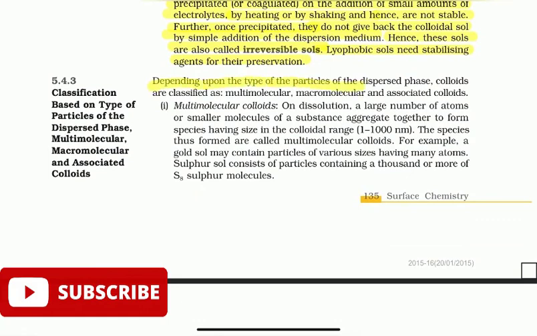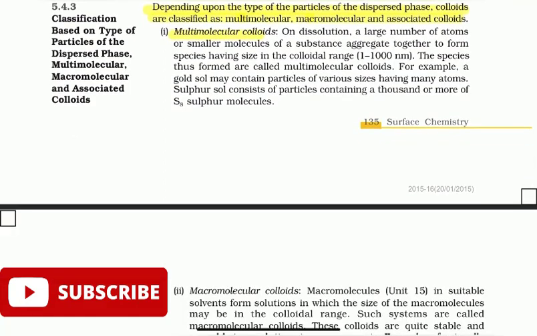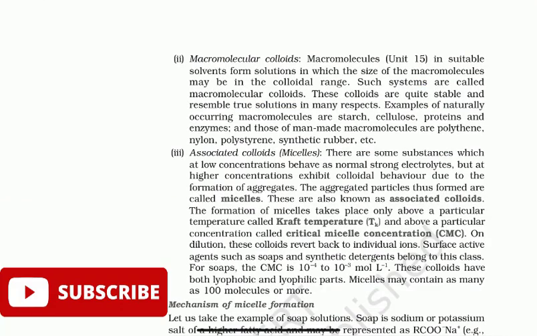Depending upon the type of particle of the dispersed phase, colloids are classified as multimolecular, macromolecular, and associated colloids. Multimolecular colloids. On dissolution, a large number of atoms or smaller molecules of a substance aggregate together to form species having size in the colloidal range, 1 to 1000 nanometer. The species thus formed are called multimolecular colloids. For example, a gold sol may contain particles of various sizes having many atoms. Sulfur sol consists of particles containing 1000 or more S8 sulfur molecules.